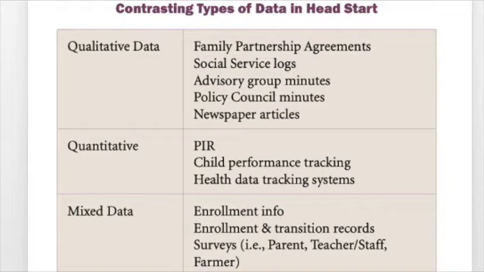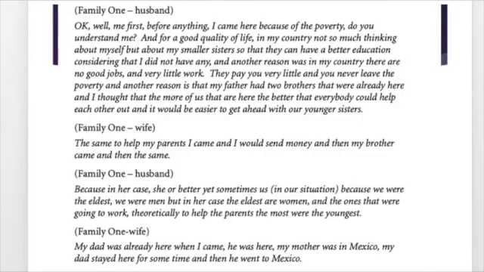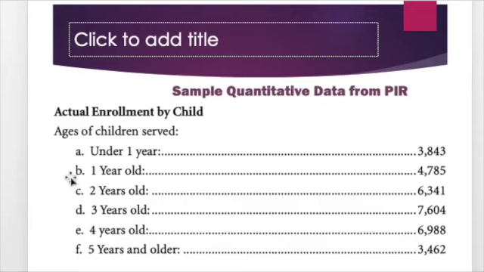Contrasting types of data in Head Start, they are just comparing the qualitative and quantitative data. Again, just go back to this is the qualitative data. It's in the form of interviews and text, like letters. And then this one is quantitative data, which has some form of numbers. Of course, there are some words to describe what the numbers are about.